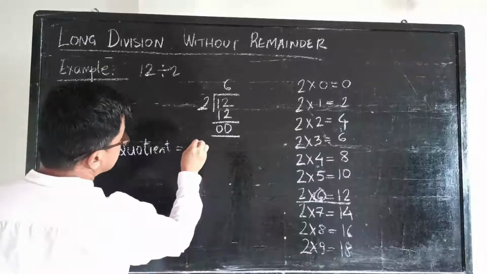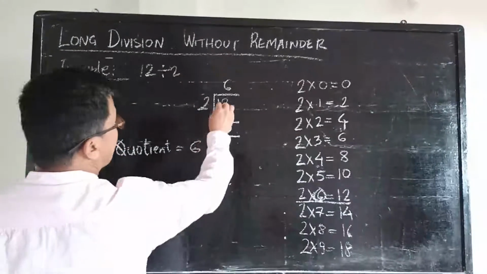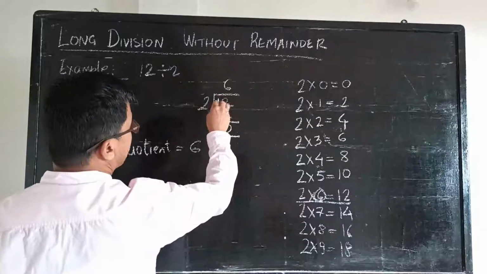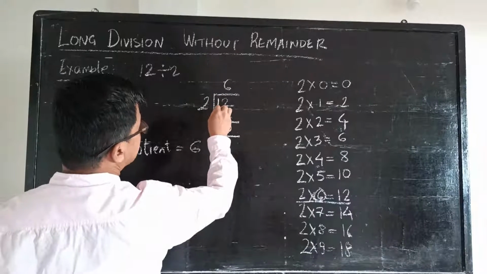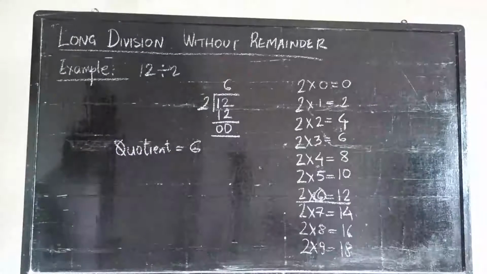equal to 6. Now look here, first you have to divide from 1, but 1 is smaller than 2. 2 cannot divide 1 because 1 is smaller than 2. So we took these two numbers, 1 and 2, 12. Now we will do another example.